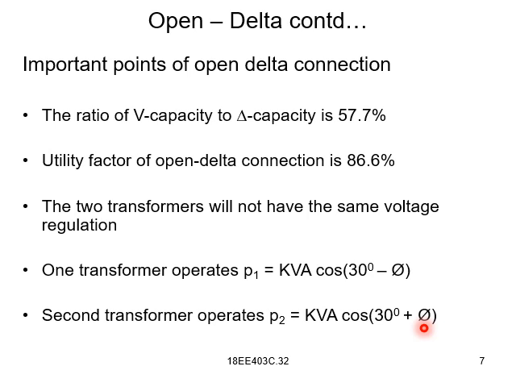So the first point is the ratio of V capacity to delta capacity is 57.7%, and the utility factor of open delta connection is 86.6%, and the two transformers will not have the same voltage regulation, and one transformer operates with a P1 of kVA into cos(30° - φ), and the second transformer operates at P2 with kVA into cos(30° + φ).